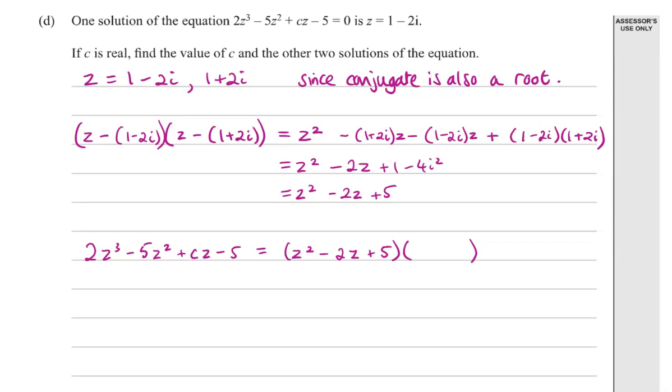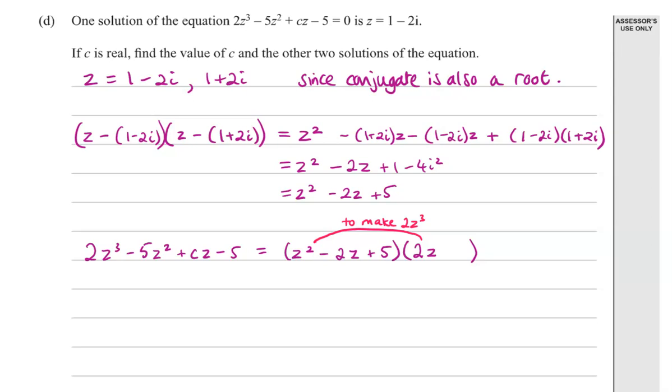What would we have to multiply it by to make it back to the original equation that we had at the start, so we can find our other root? So we first of all think, what do we need to multiply z squared by to make it back to this original 2z cubed that we had? So we would need to put a 2z there.